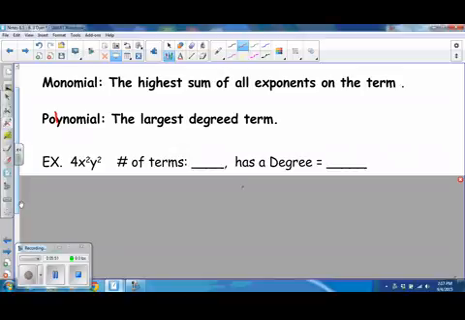So here's example 1, 4x squared y squared. How many terms is that? Terms are separated by pluses and minuses. So, how many terms is this? 1. This is only one term. If it's one term, what is it called? A monomial. Okay? The degree of it, you add up the exponents. So that is a 4th degree monomial.